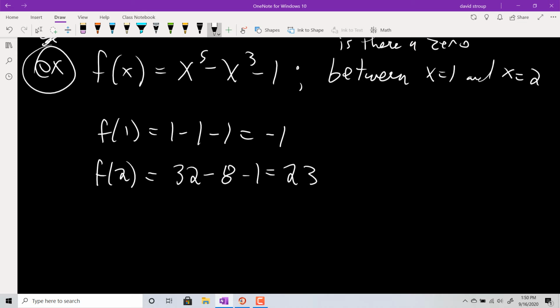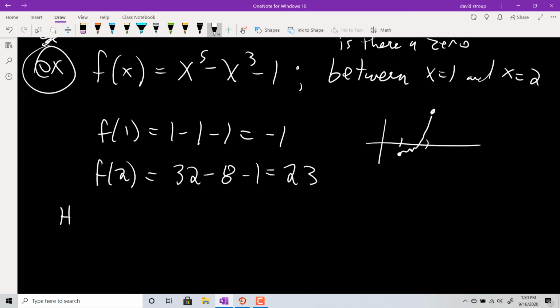Okay, so if you have 1 point on one side of the x-axis and the other point at 2 is way on the other side of the x-axis, you know then for a fact that there must be a 0 in between, because f of x is going to have to go through the x-axis.